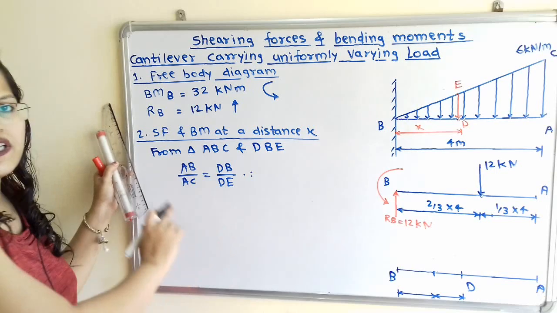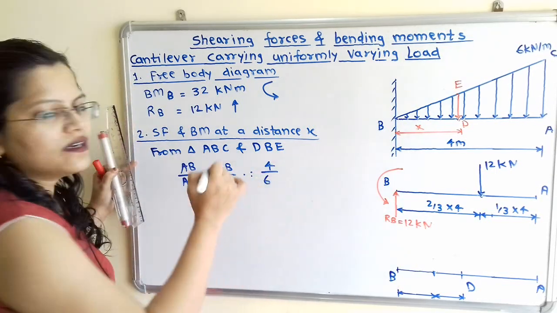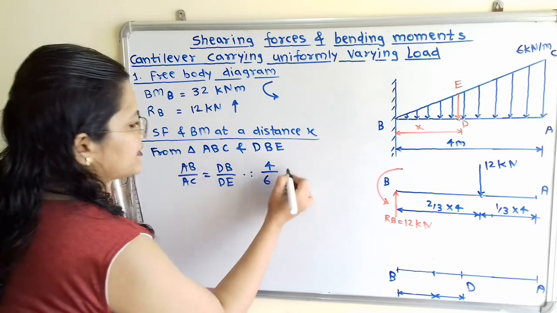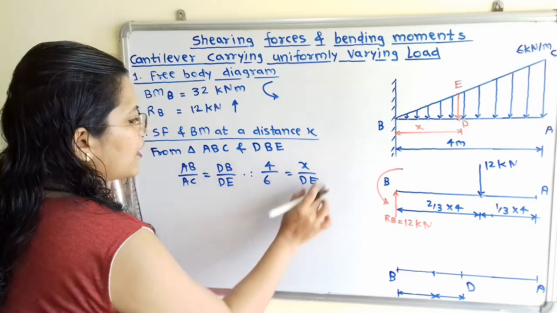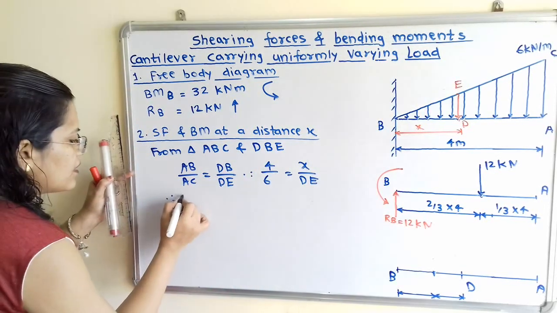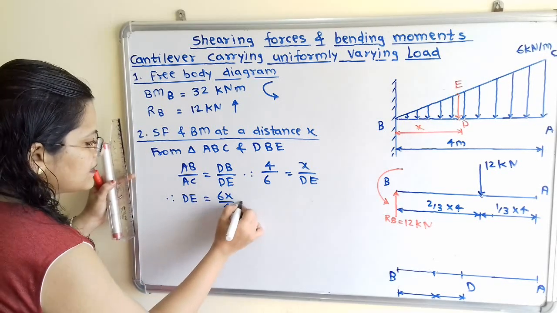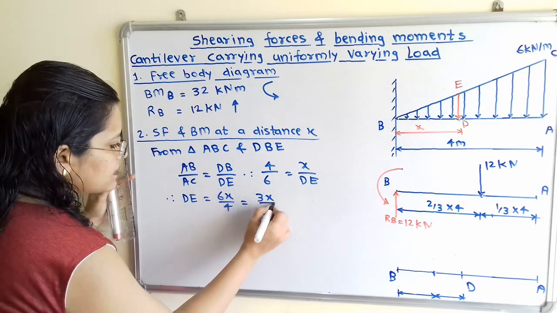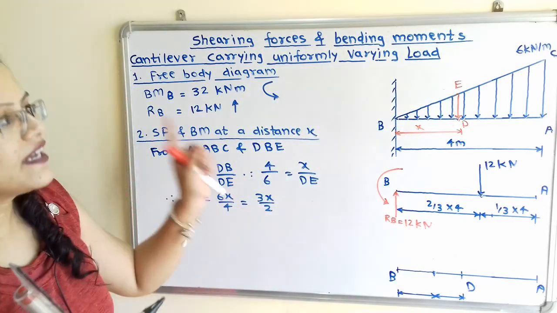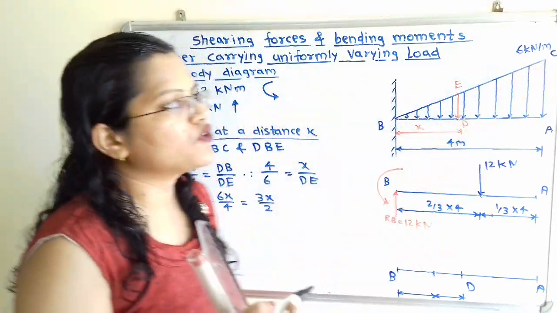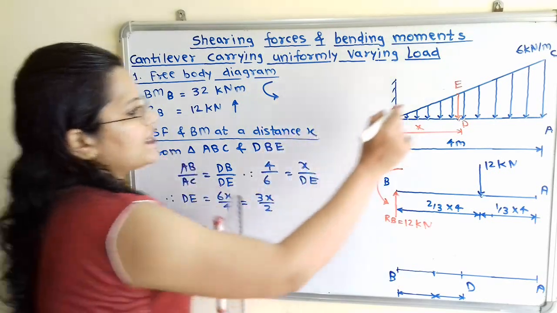Therefore, now we will put in the values. AB is equal to 4, AC is 6 kN per meter, then DB is x, so 4 by 6 is equal to x divided by DE. Now we have to find out the value DE. Therefore, DE is equal to 6x by 4. We will simplify this, that is 3x by 2. Now we will mention here this value. At this point C, it is 6 kN per meter. In the same way, at the point E, the value is 3x by 2.